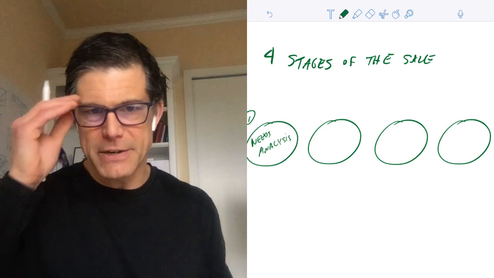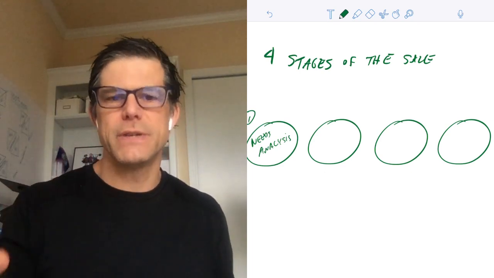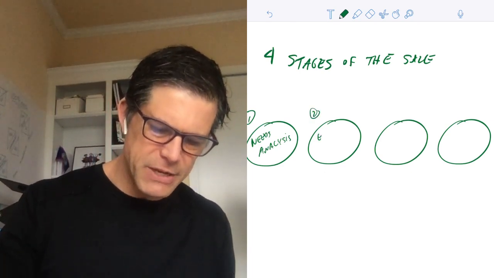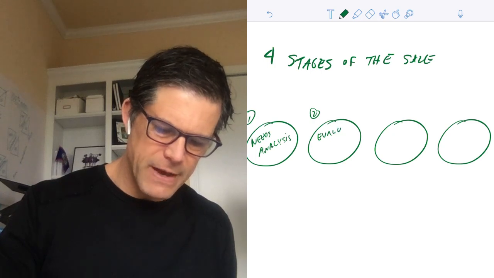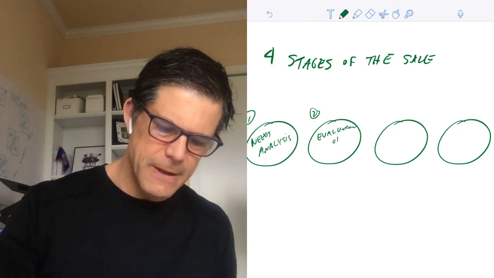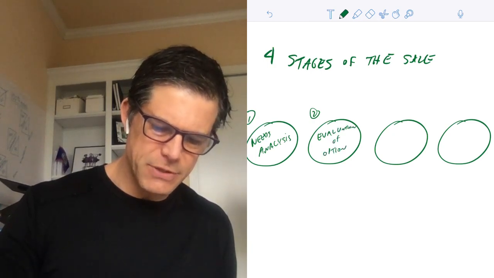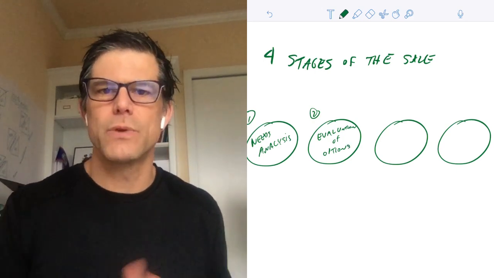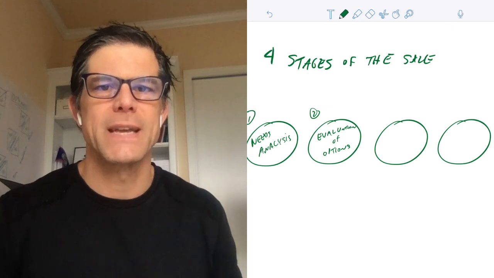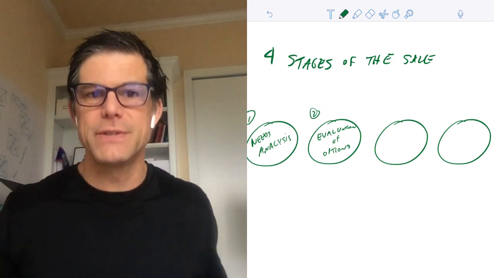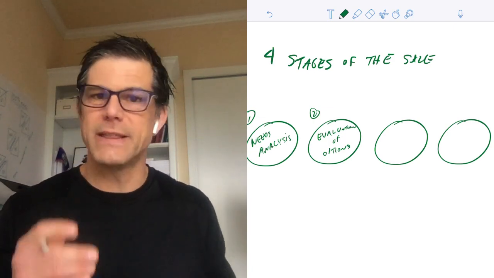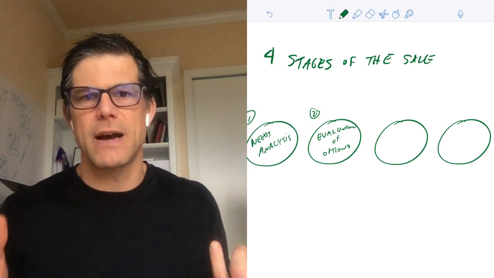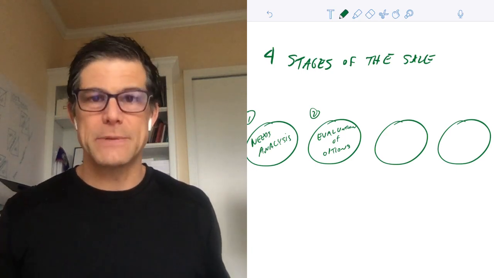Stage number 2, from the buyer standpoint, is then they move into the second stage, which is called evaluation of options. And this is something, as a salesperson, you've probably encountered before, because as you're talking to your prospects and you ask them, hey, what are some of the solutions that you might be considering? What they'll tell you is there are options that they are evaluating, right? They might be looking at competitors. They're obviously talking to you, but they have other options available as well, right?